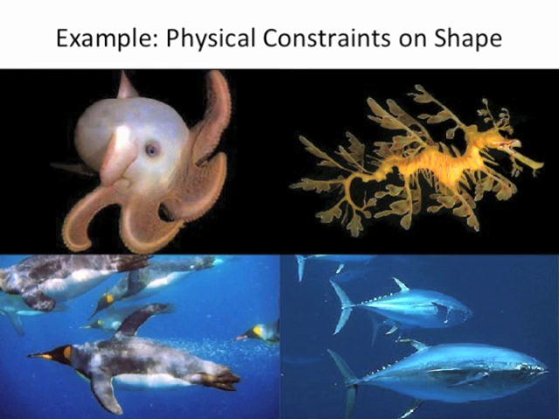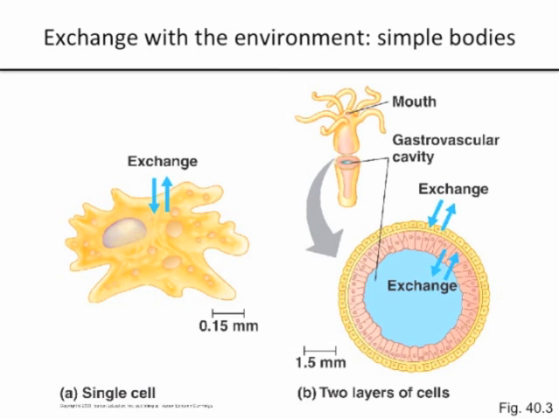So here are some constraints on shape. Animals have to be able to exchange with their environment. For a single-celled organism, which is most of the things we've been talking about besides plants, it's very easy to exchange with their environment. They are a single cell, so they just need to send stuff out of the cell and bring stuff into the cell. For a multicellular organism like most animals, they have needed to come up with a way to exchange material with their environment for the cells that are inside of them.